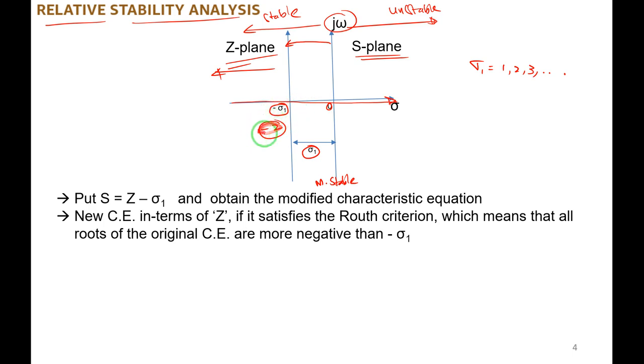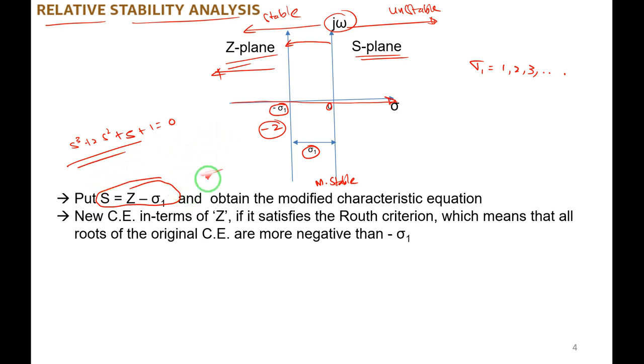To check whether the system is relatively stable for sigma equal to -2, all the roots should lie on the left half of the z plane, and the imaginary axis of the z plane should be at -2. The characteristic equation is given as, say, s cube plus 2s square plus s plus 1 equal to 0. I want to shift the imaginary axis of the s plane to the z plane, so we will substitute s equal to z minus sigma 1.